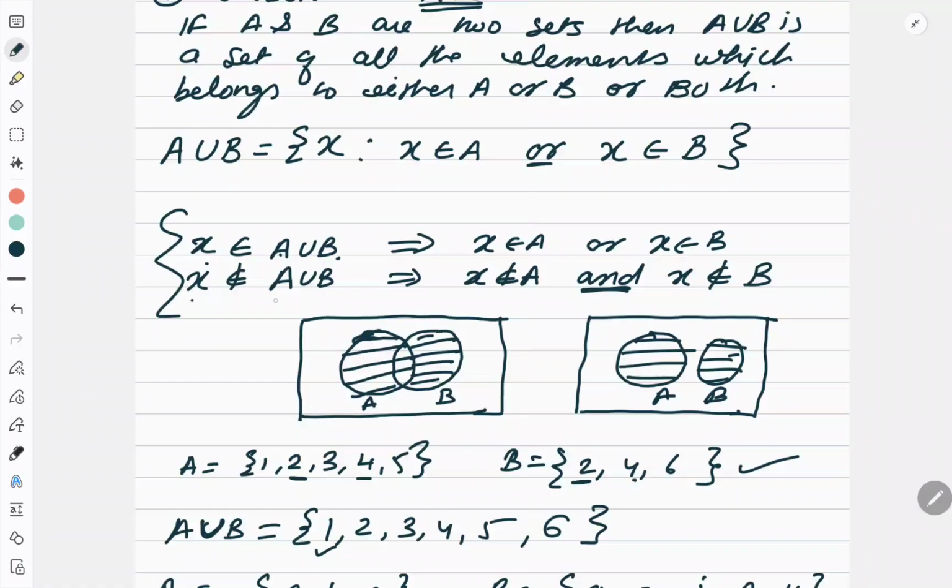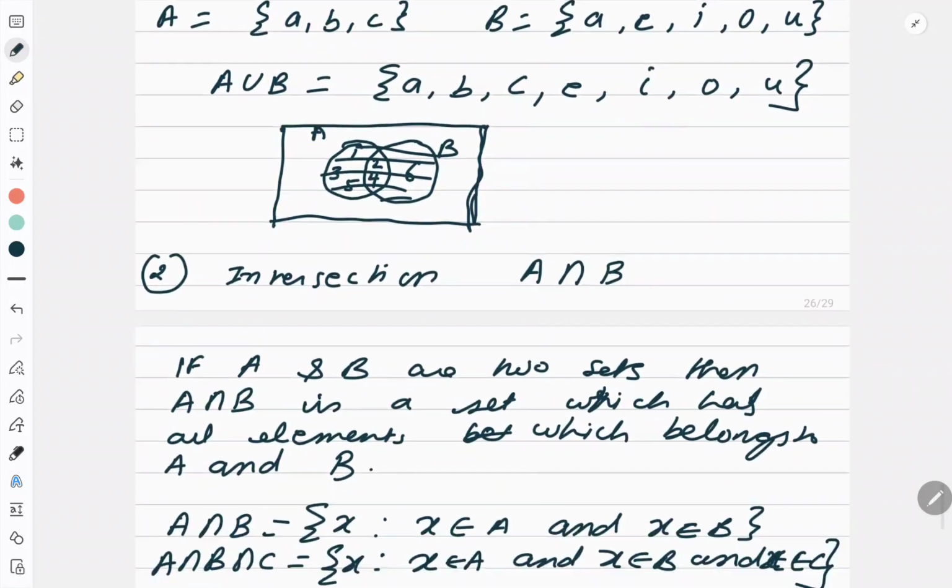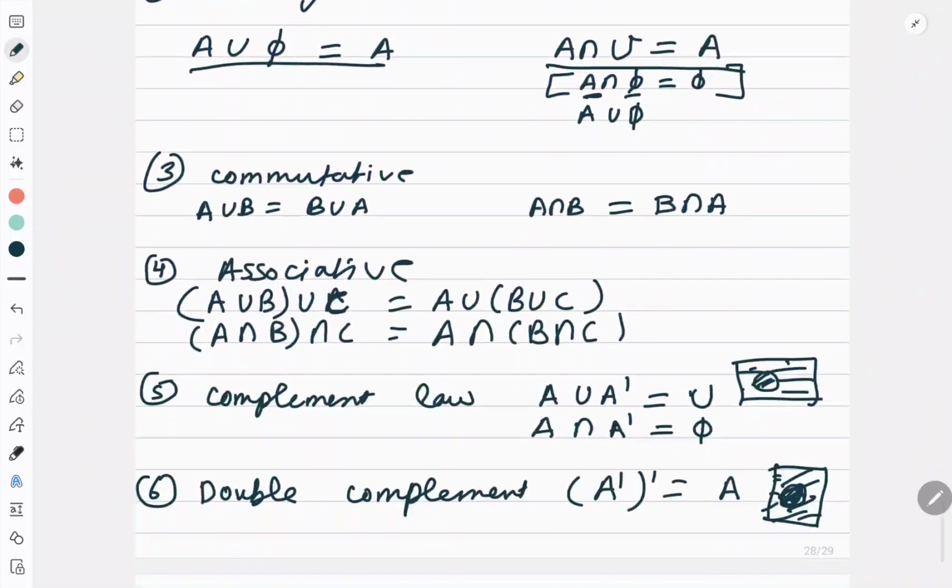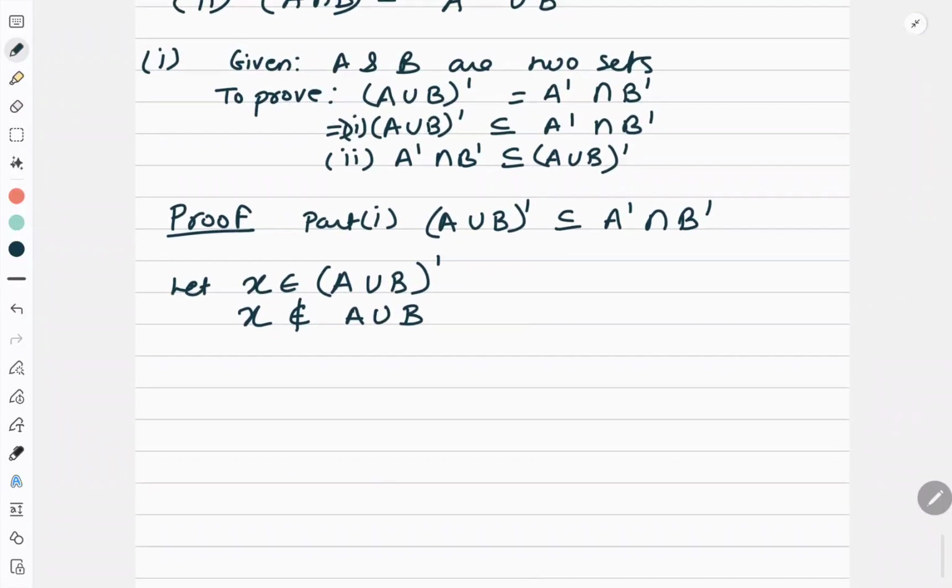When X does not belong to A union B, it means X does not belong to A and X does not belong to B. Usually students make the mistake that the moment they see this, they put an OR here. That is a common mistake, so you need to take care while doing the questions or derivation.